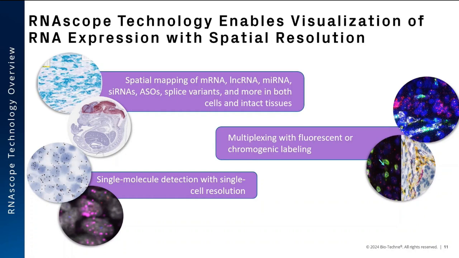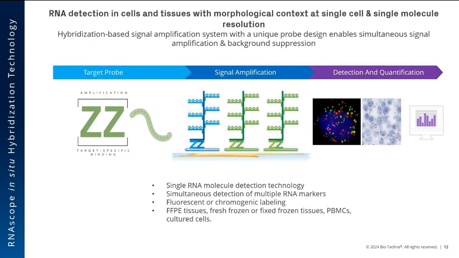The RNAscope technology is an ideal spatial analysis solution to interrogate complex tissues. It is a highly specific and sensitive method to detect RNA biomarkers in cells and tissues with a morphological context at the single cell level.